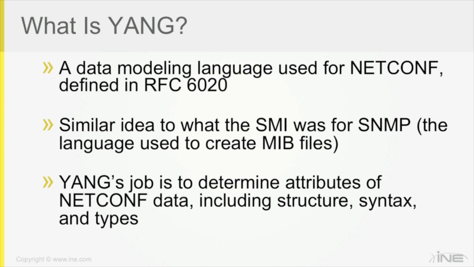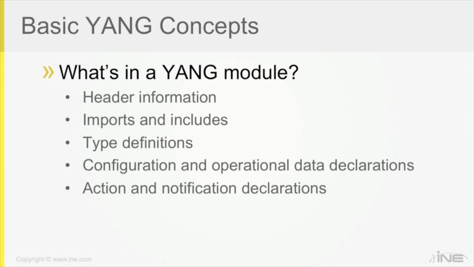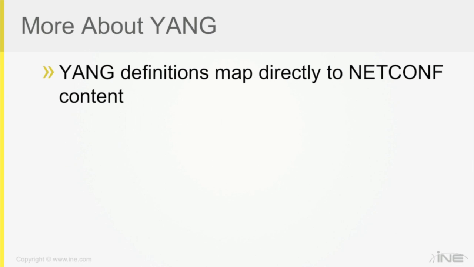So its purpose is to determine the attributes of netconf data, including structure, syntax, and types. Now, if you're writing a netconf agent for a router, you're going to define what is supported in the netconf interactions with Yang. In a Yang module, again, a comparison to a MIB file, you've got header info, your imports, your includes, type definitions, your config and operational data declarations, and then your action notifications declarations. Those are for your RPC messages and whatnot. So the Yang will map directly to the netconf content.